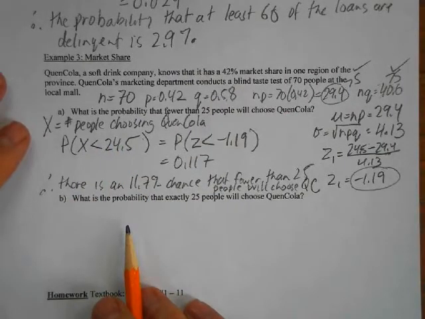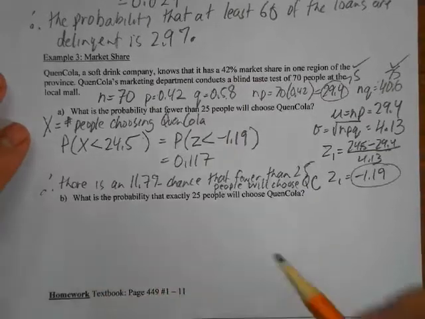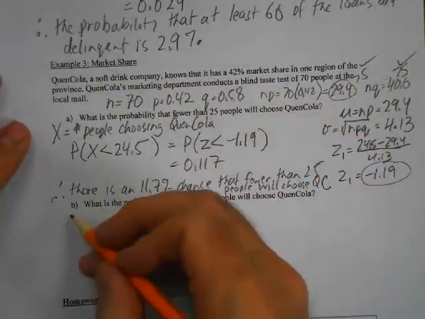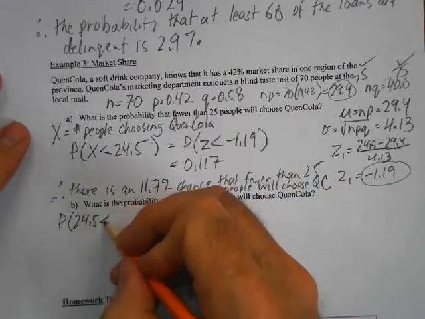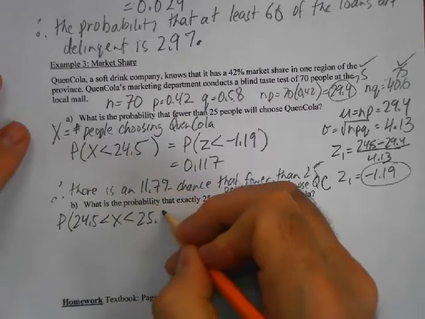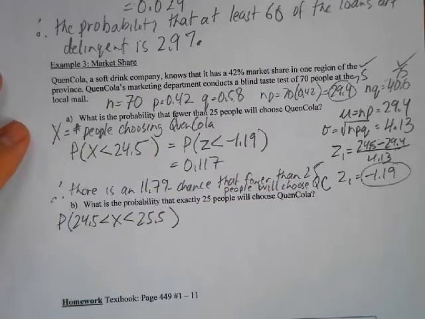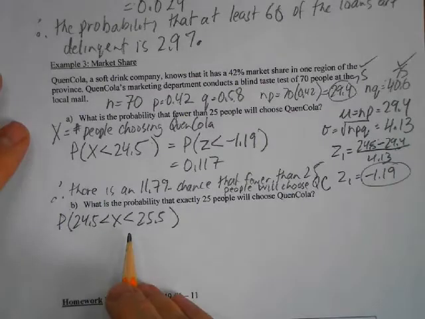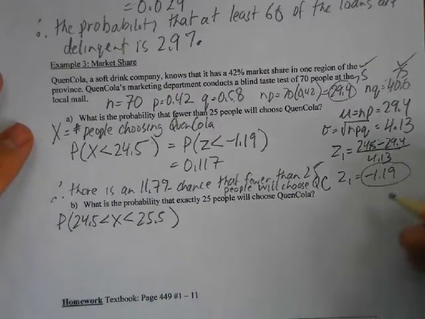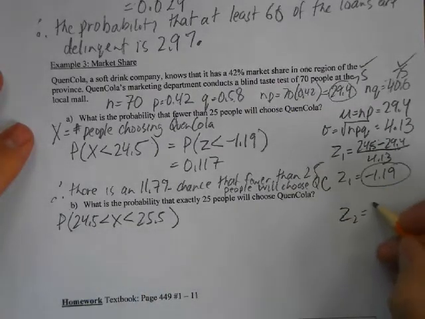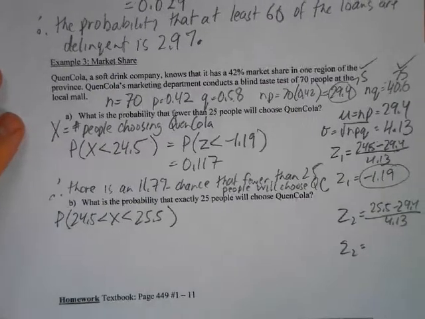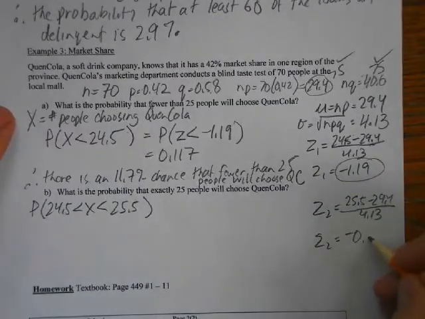Okay, what's the probability that exactly 25 people choose it? Hopefully you'll know how to do this one. This will be the probability that X is between 24.5 and 25.5, using the continuity correction on both sides of 25. So we need another Z-score for the 25.5. So Z2 is 25.5 minus 29.4 over 4.13. That is a Z-score of negative 0.94.